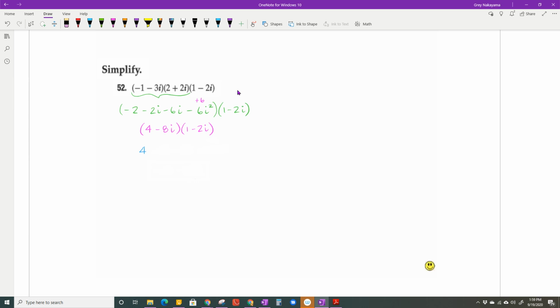For FOIL, first, outside terms, 4 times negative 2i. Inside, negative 8i times 1. And last, negative 8i times negative 2i is plus 16i squared. Again, i squared changes the sign in front to the opposite. So instead of having plus 16i squared, I'm going to have minus 16. So my last step is to combine my real parts. 4 minus 16 is negative 12. And then negative 8i and negative 8i give me negative 16i.